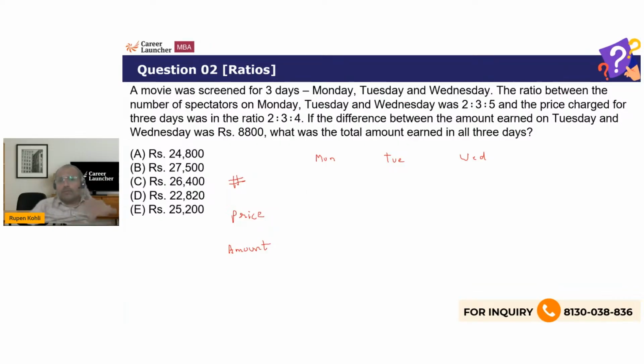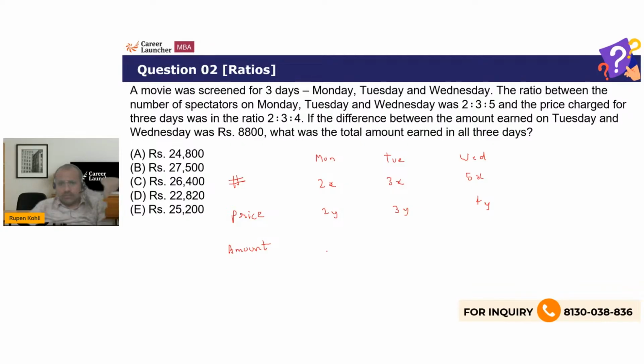So a movie was screened for 3 days, right? The ratio between the number of spectators was 2 is to 3 is to 5. So if this was, let's say, 2x, 3x, 5x, and the price was in the ratio 2 is to 3 is to 4, so let's say this is 2y, 3y, 4y. So the amount will be number of spectators times the price.